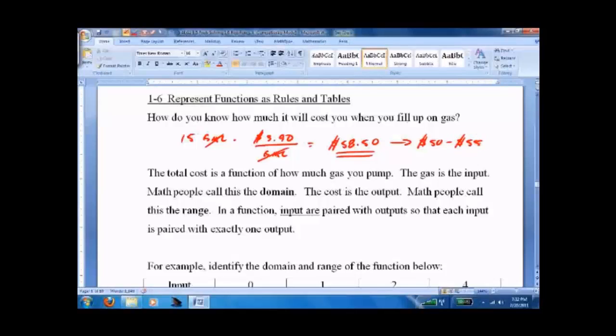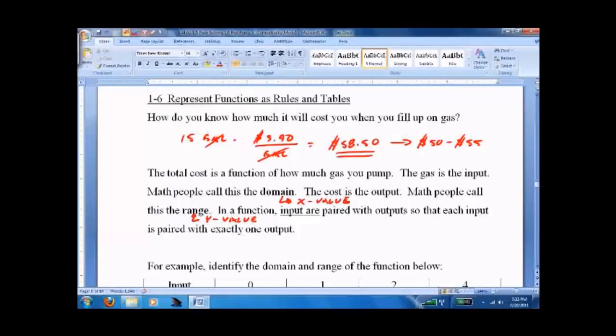So the total cost is a function of how much gas you pump. $3.90 per gallon times how many gallons you put in. The gas is the input. In math, people call this the domain. And the domain is the X value. The cost is the output. That's the range. And that is the Y value.